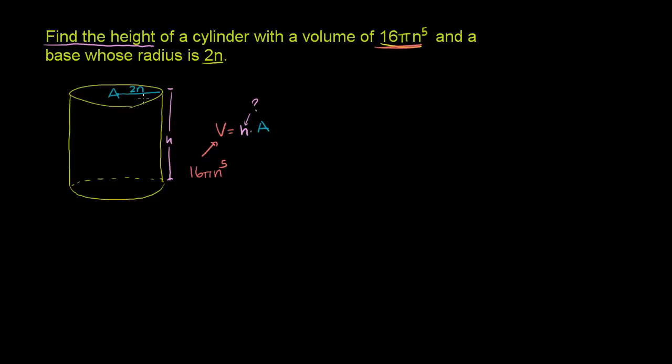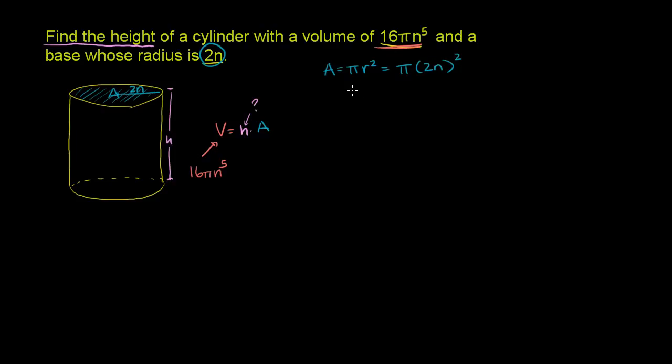Now, if you know the radius of a circle, you know the area. And this top and the bottom, these are circles. That's what makes it a cylinder. So if you know the radius, you know this area. Area is equal to pi r squared, one of the first things we learn in geometry. And so in this situation, it would be equal to pi times our radius, which they tell us is 2n, so pi times 2n squared.